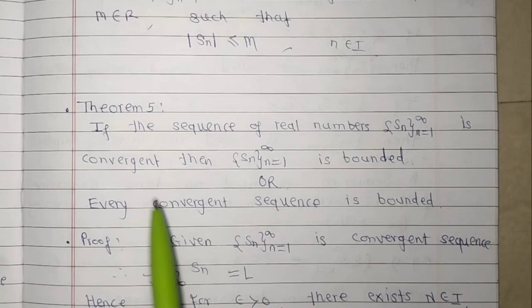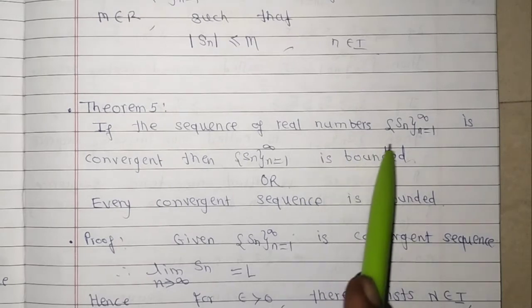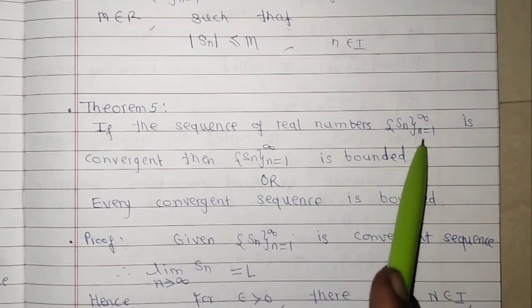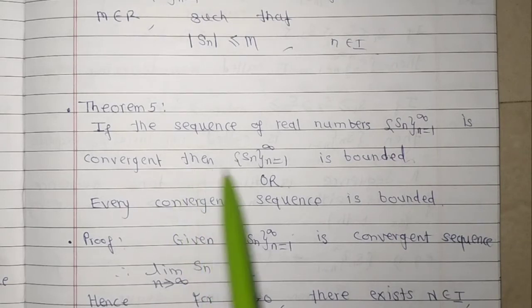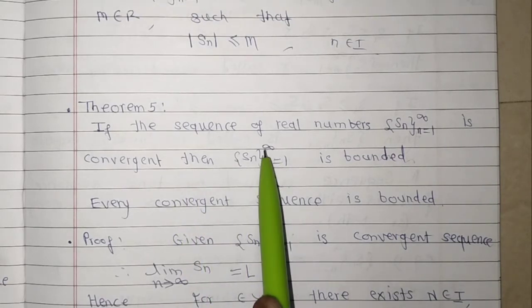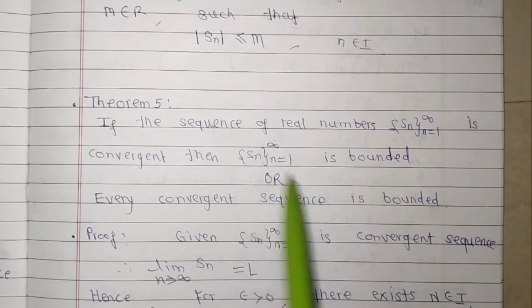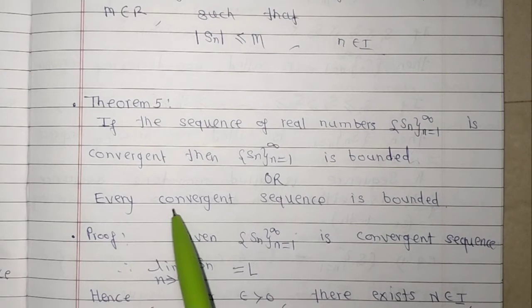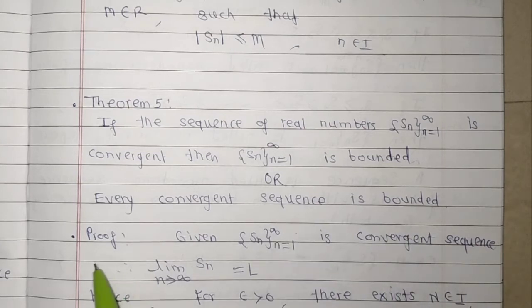Theorem number 5. The statement of the theorem is: if the sequence of real numbers Sn, n going from 1 to infinity, is convergent, then the sequence Sn, n going from 1 to infinity, is bounded. Or the statement can be written in another format: every convergent sequence is bounded. Let us consider the proof of this theorem.